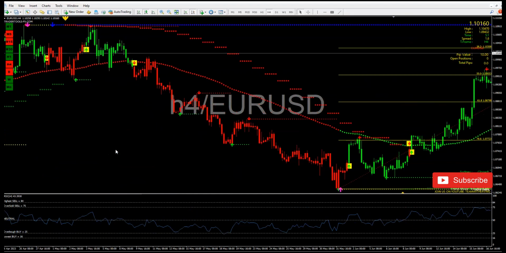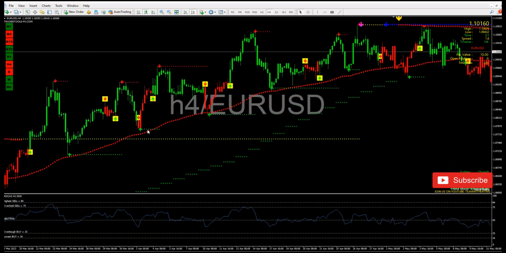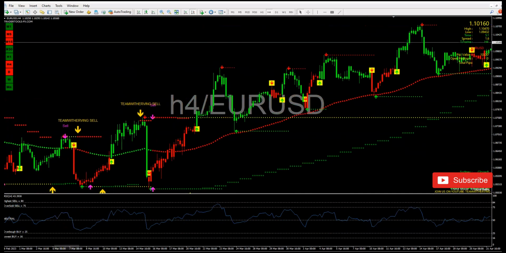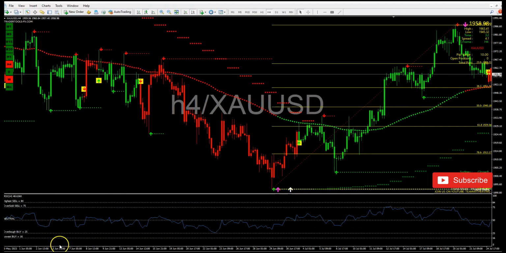This is gonna be massive. If you're already selling this pair, you should be on really nice profit. But I will teach you why it's in a sell position. The next pair that I'm gonna give you guys is going to be gold. Gold, it is on fire. If you're already banking on this pair, I will break it down for you.